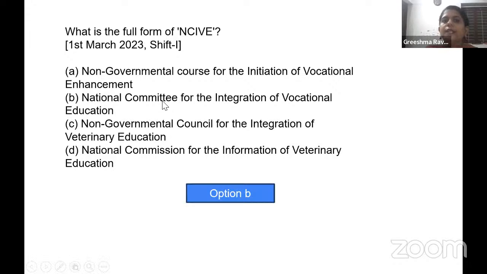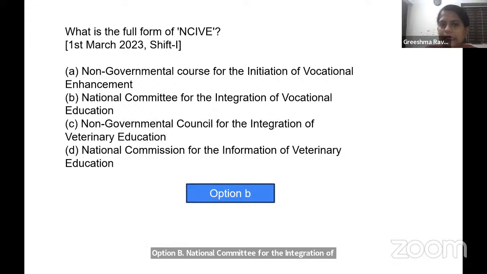Option B, National Committee for the Integration of Vocational Education. NCIVE is a national committee for integration of vocational education. So this is the particular committee that has been developed for vocational based education. Okay.